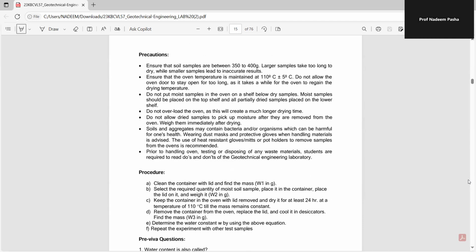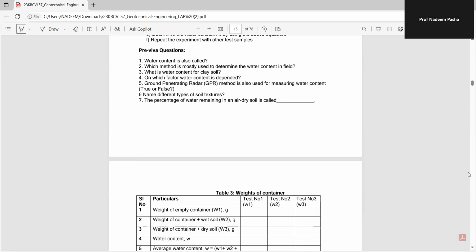So how will you perform the test? First, take W1, the weight of the empty container. After that, you have to take 25 gram of soil in it and weigh it; that will be W2. After that, you have to keep this setup in the oven at 110 degrees Celsius. After that, you have to cool it. Again, you have to take the weight, W3. Repeat the experiment. And finally, you will get the answer for water content.